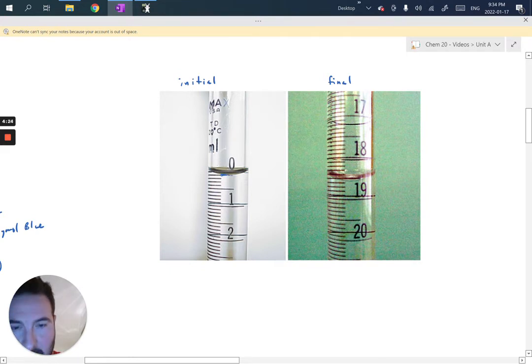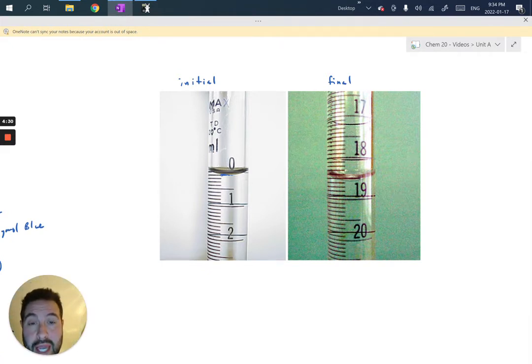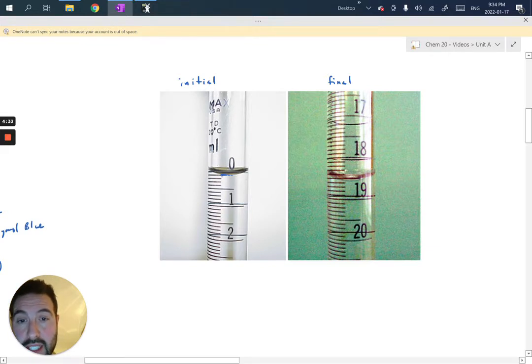What reading is that? And I'm also going to estimate one extra decimal point. This burette is calibrated to tenths of a milliliter, so I'm going to add an extra decimal place to hundredths of a milliliter. I would say it's pretty close to right on that line. So that's going to be 0.10.